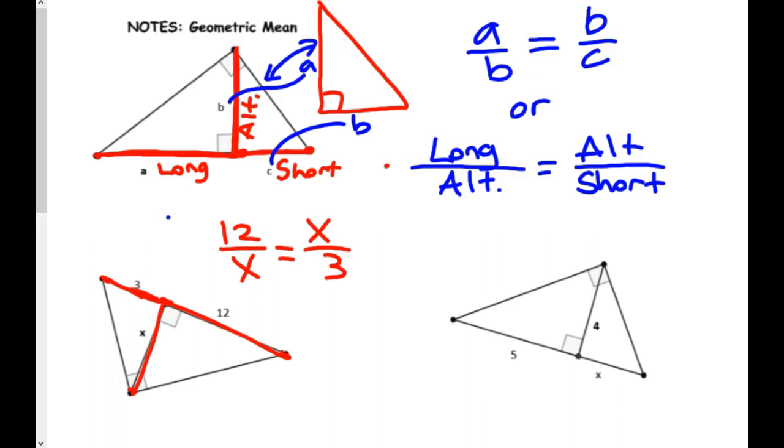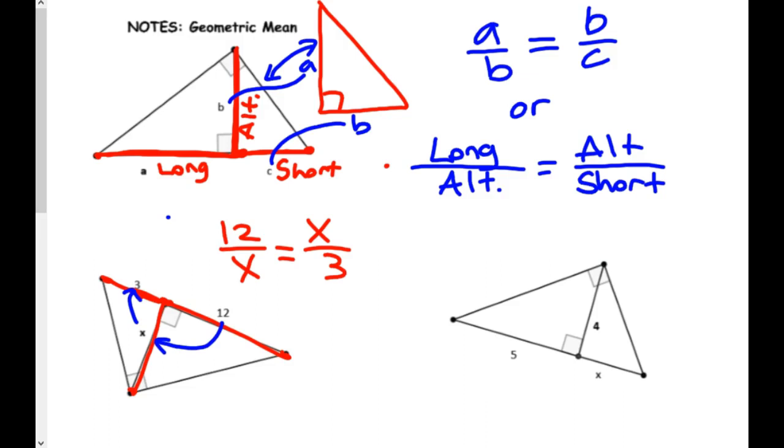Now, this might or might not help you, but when you're making your fractions, it's this over this equals this over this. Those are your two fractions, okay? Long to altitude equals altitude to short. Don't get that second one mixed up, though, okay? It's long to altitude, altitude to short. If you can set up those two fractions, the next step is just do the right algebra. And I will show you the right algebra.